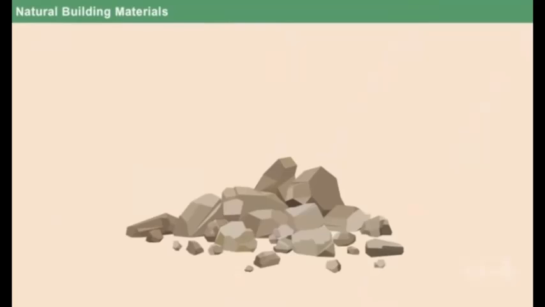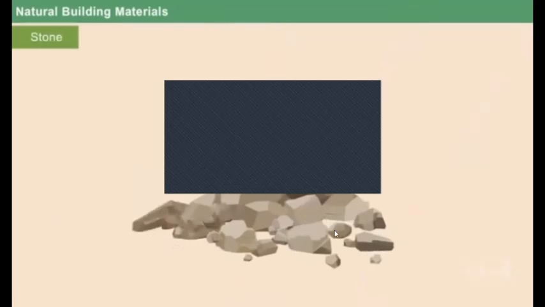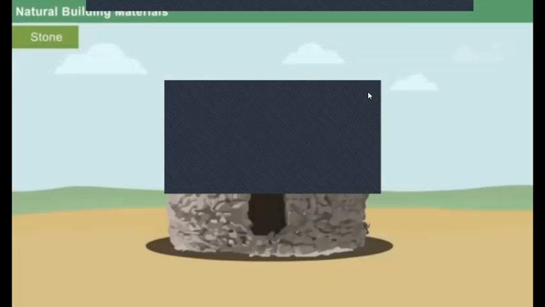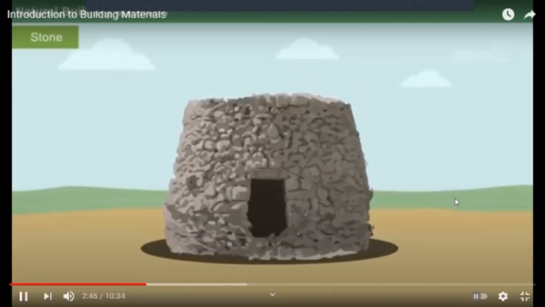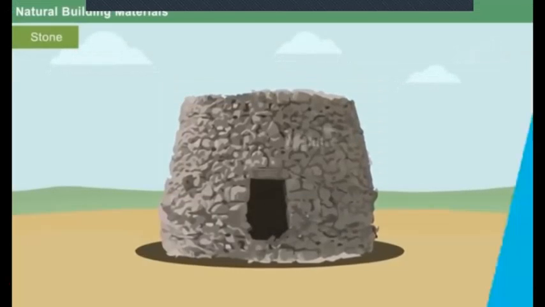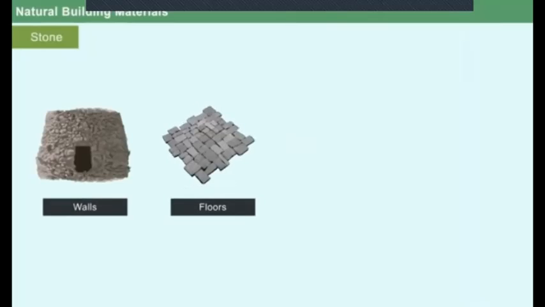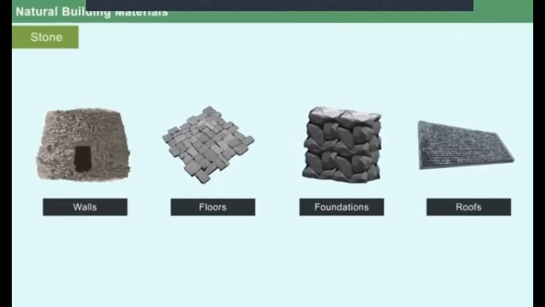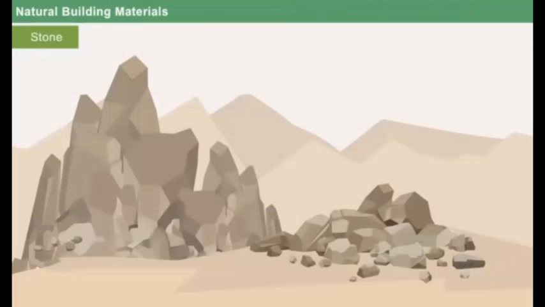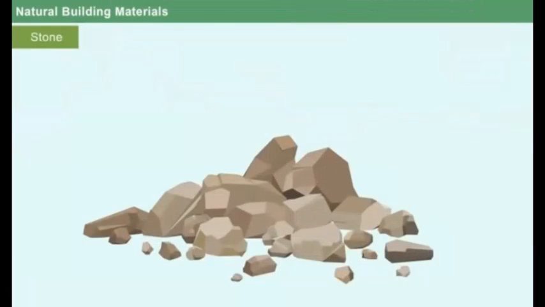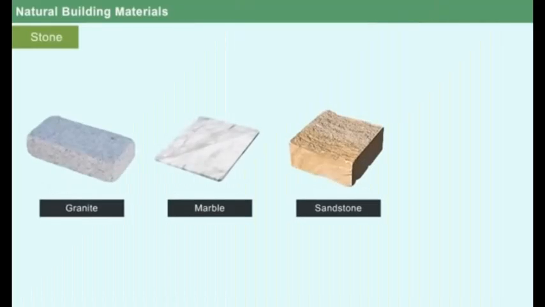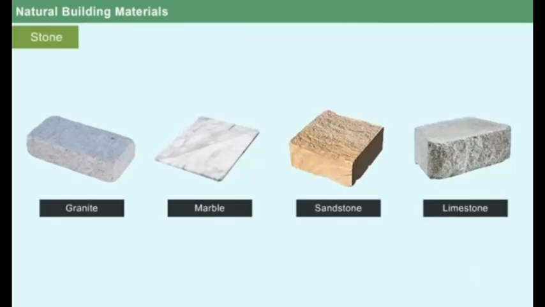Another important construction material is stone. It is in use since ancient times. It is widely used in different components of a building such as walls, floors, foundations, roofs, etc. Usually, stones are obtained from natural quarries and are processed to put into use. Some of the stones commonly used today are granite, marble, sandstone, limestone, etc.